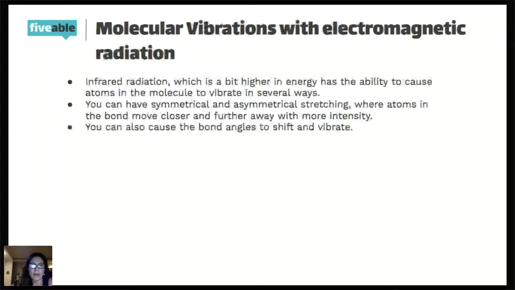Okay, so the previous one, the one that rotates, is with microwaves. If we have energy in the infrared part of the electromagnetic spectrum, that energy is much, much higher. So it will cause the atoms to vibrate. We can have symmetrical and asymmetrical stretching, and it will cause the angles to shift and vibrate.